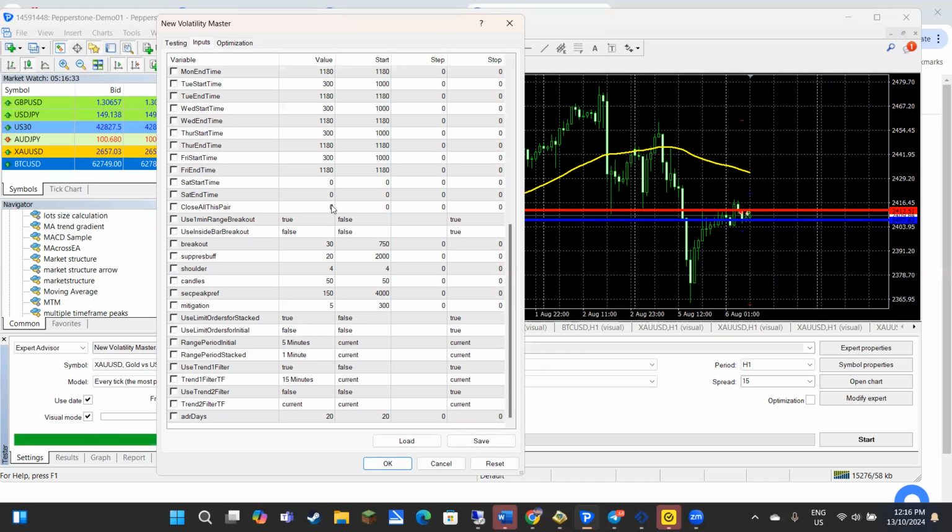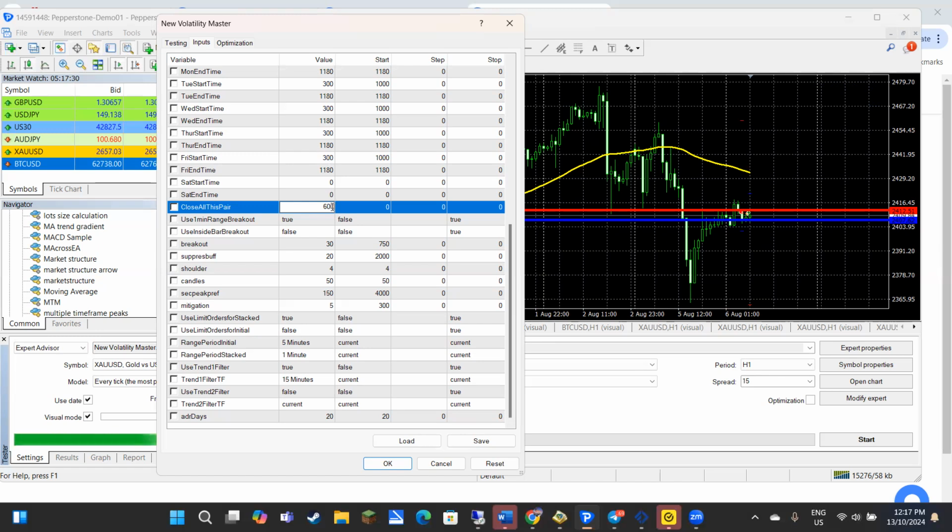Alrighty, so what's going to happen is I've got the software set to start, as you can see, at 300 minutes after market open, and to stop looking for new trades at 1180 minutes. Now if you set a time for the close all, if I set this to 600, any trades that are open on this particular pair at 600 minutes after the market opens are going to be closed.